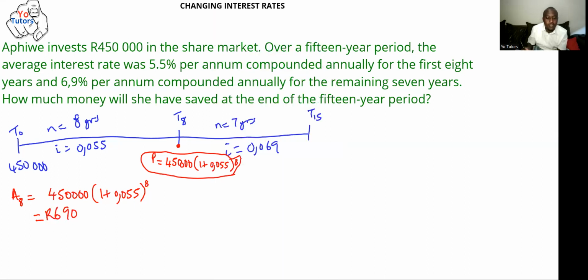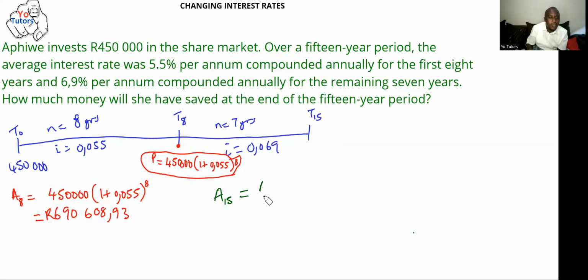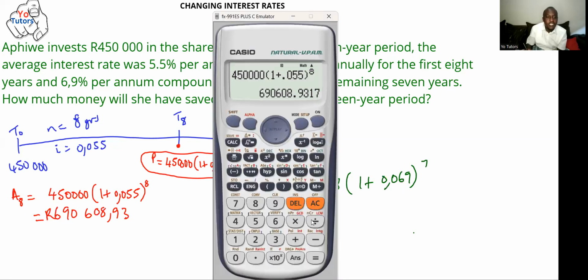690,608.93. So this one here, we're going to use it again to calculate our accumulated amount after 15 years, which we know is that amount that we have there, 690,608.93 in bracket 1 plus, what is our i, it is 0.069 now, to the power of 7. Then what do we get there? Let's see what we get.